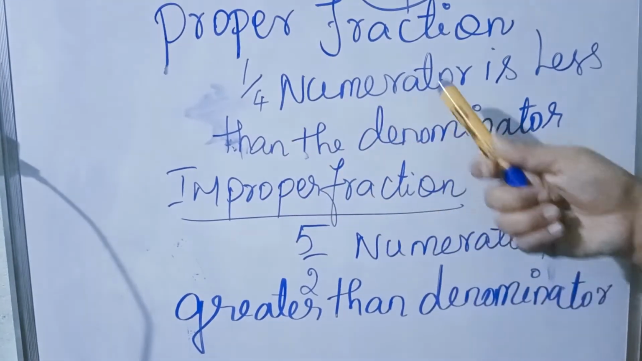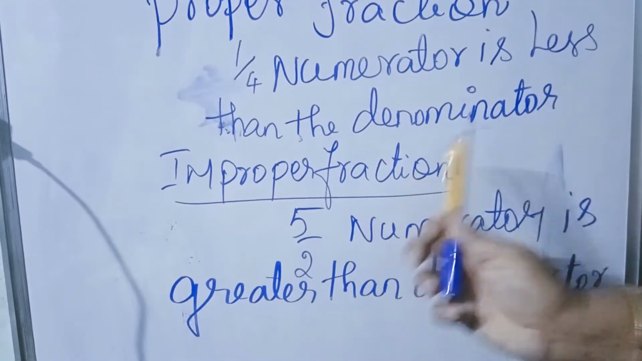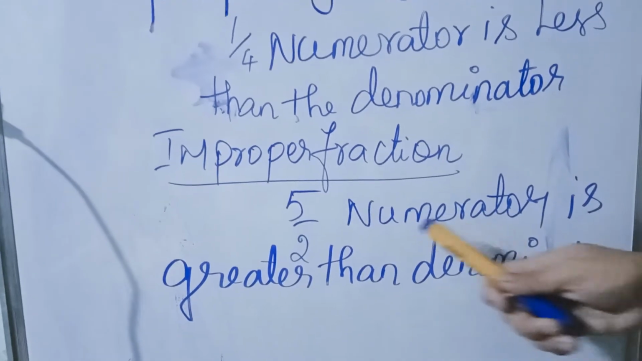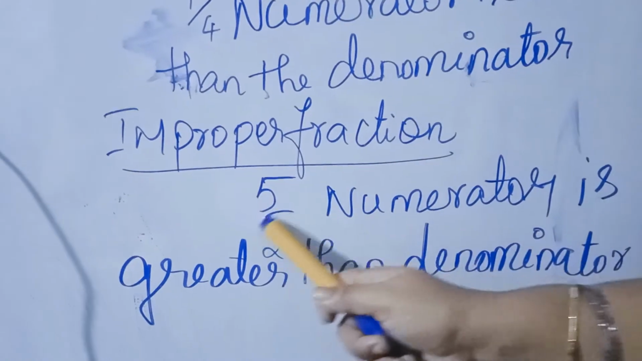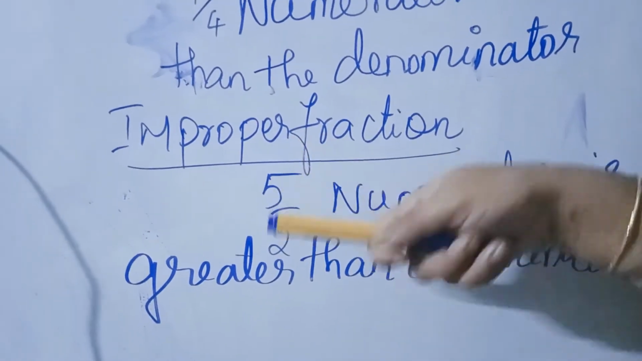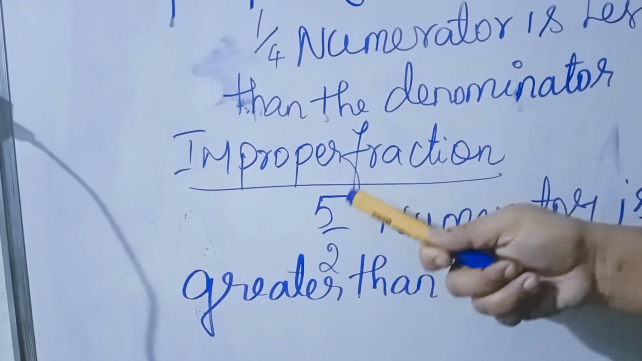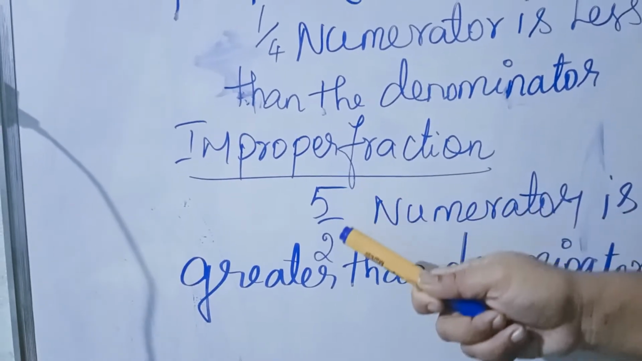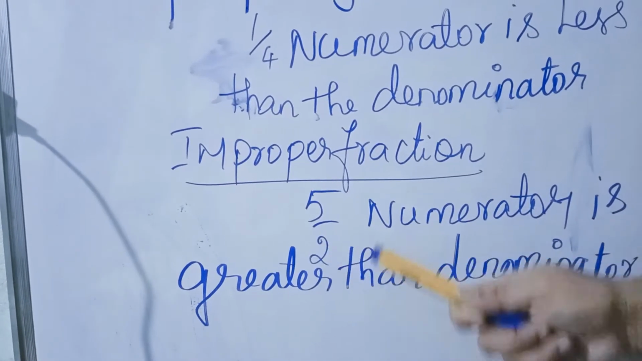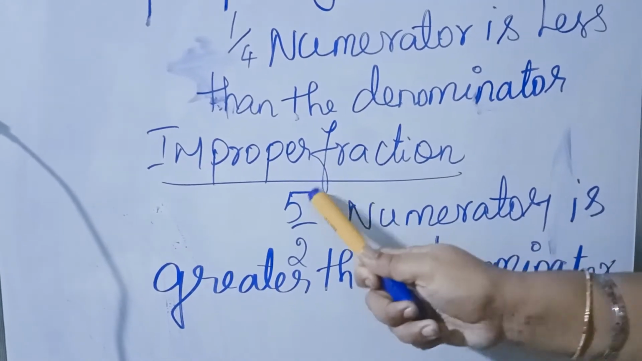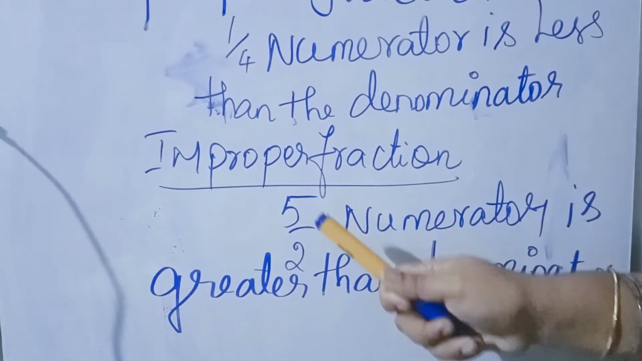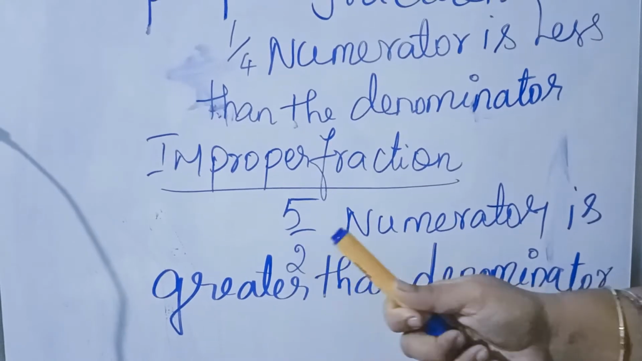Next, improper fraction. An improper fraction means the numerator is greater than the denominator. So a big number will be in the numerator and a small number will be in the denominator. That is called an improper fraction. For example, 5 by 2. 5 is the big number, 2 is the small number.